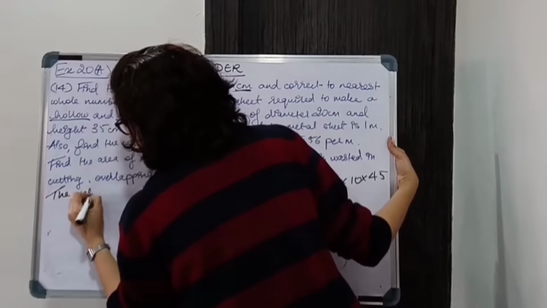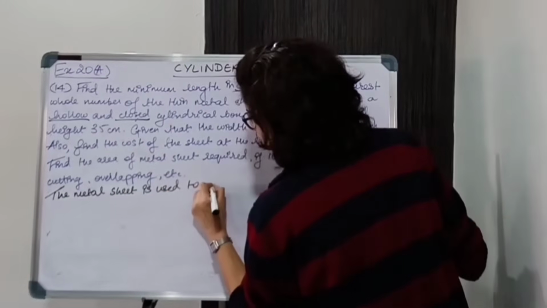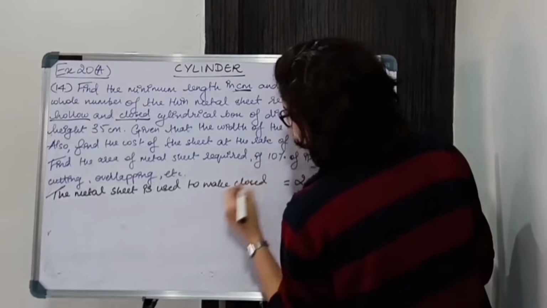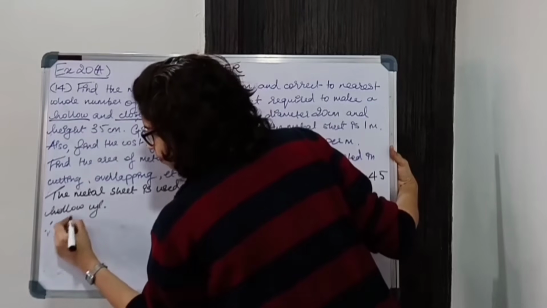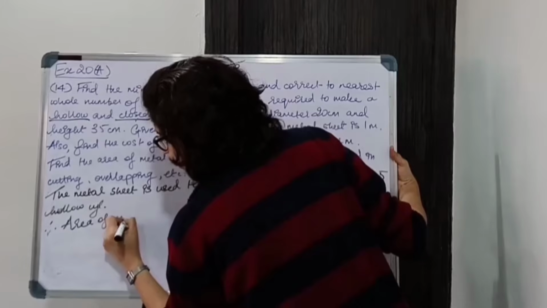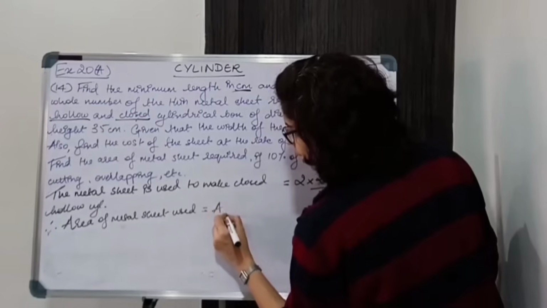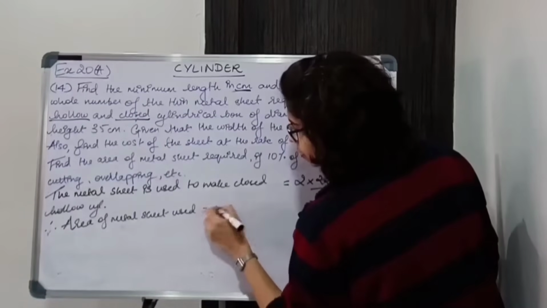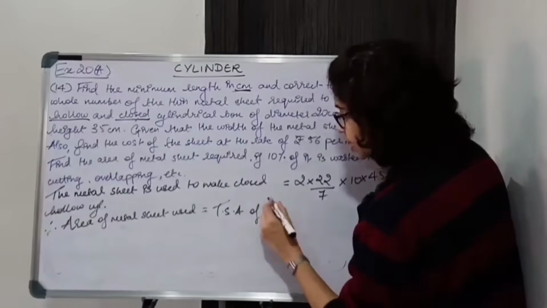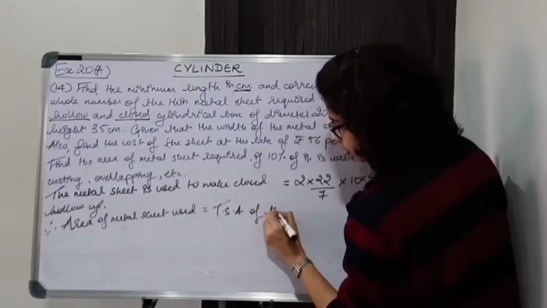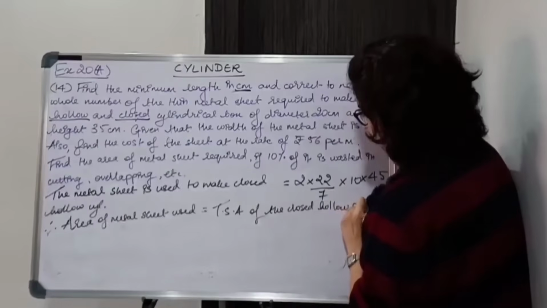The metal sheet is used to make closed hollow cylinder. Therefore, area of metal sheet used is equal to total surface area. You have to write down the full statement, ठीक है, is equal to total surface area of the closed hollow cylinder. Why am I writing closed?